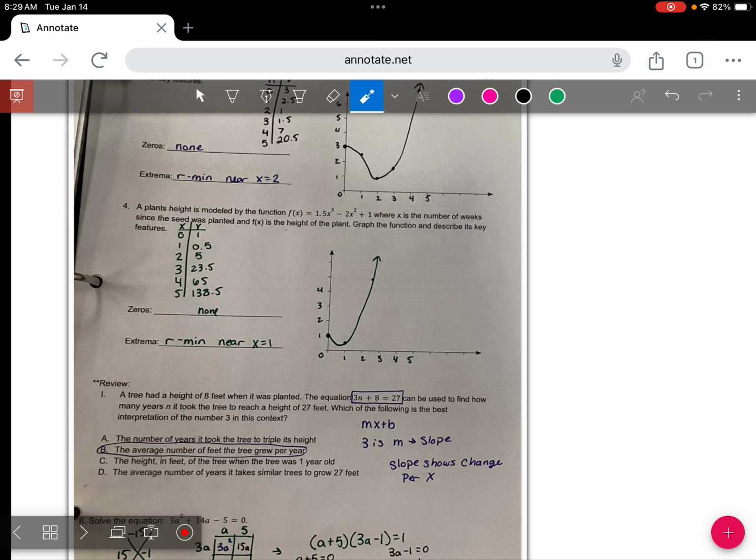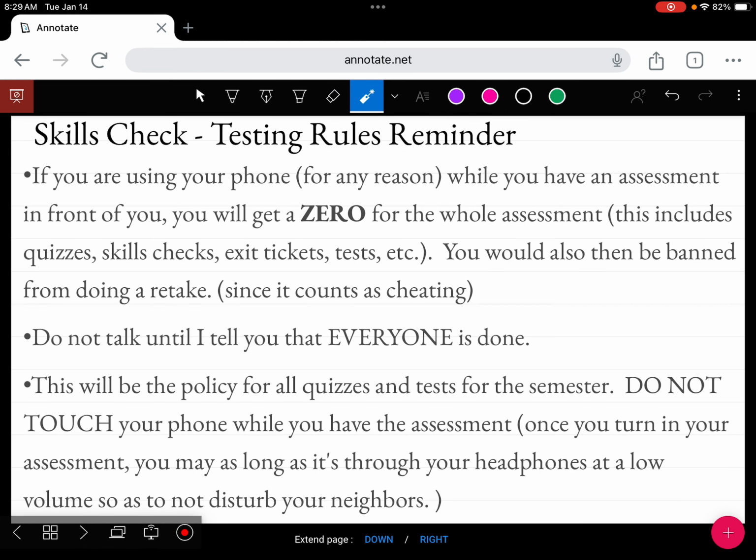Okay, so I'm going to grab the skills check for us to do. It is not super long. It has 2 multiple choice questions and 3 fill in the blanks. They're not even full show your works, they're like fill in the blanks. Before I pass those out though, we're going to do a quick reminder on rules for when we're testing.